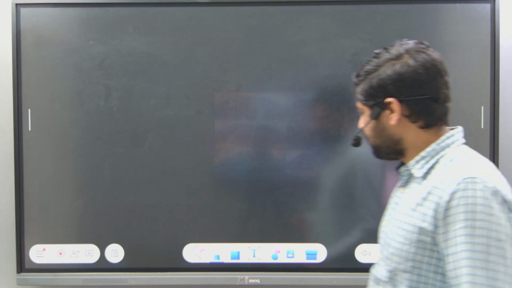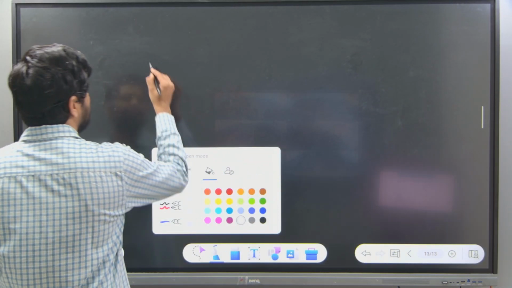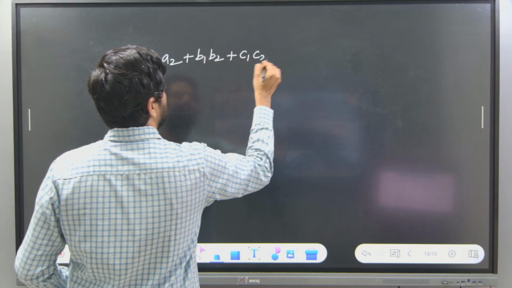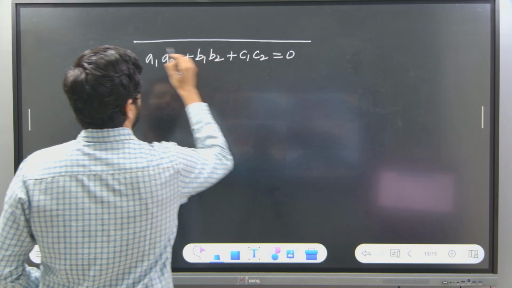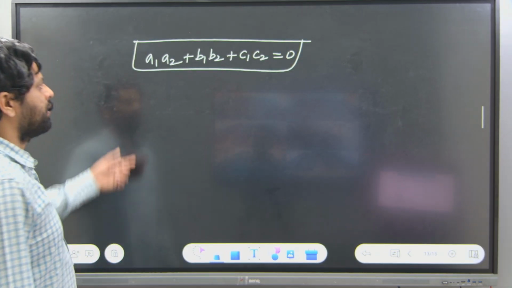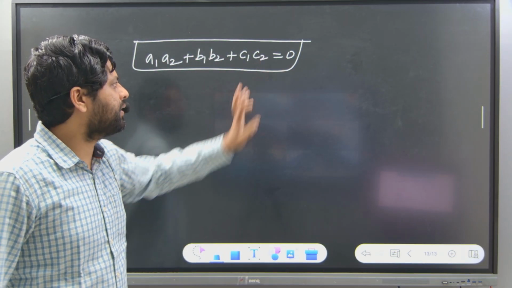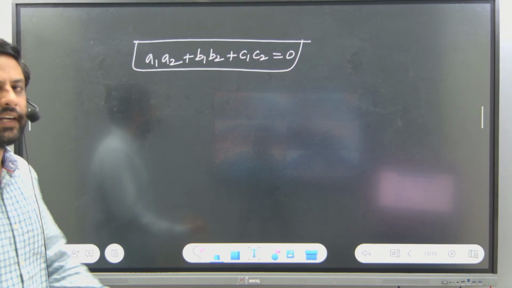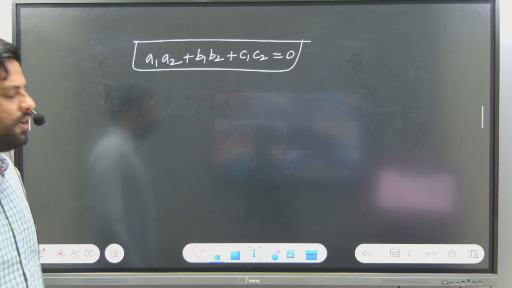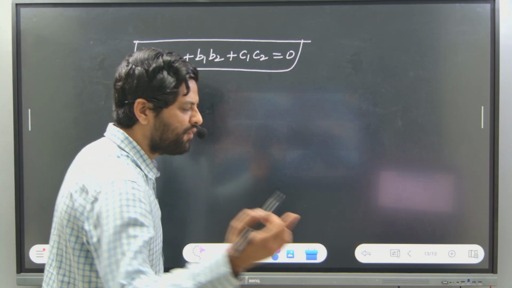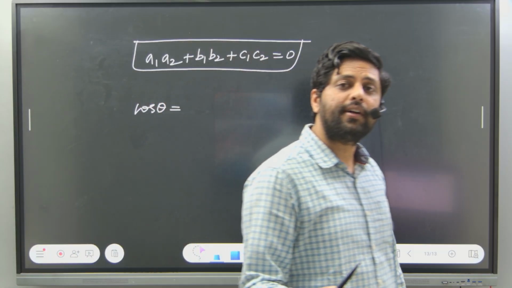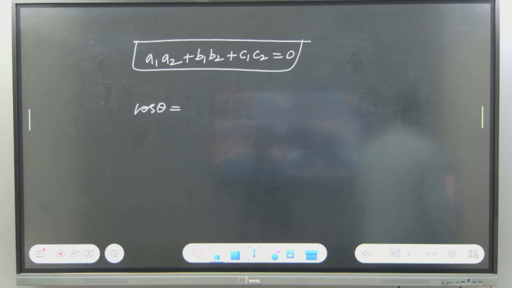Now, if I say that A1 A2 plus B1 B2 plus C1 C2 is equal to 0, what can you say about this? They are perpendicular, because from the component form, the dot product is going to be equal to 0. That is why we can say that the two vectors are perpendicular to each other. Now we have a formula for cos theta only in terms of the components.